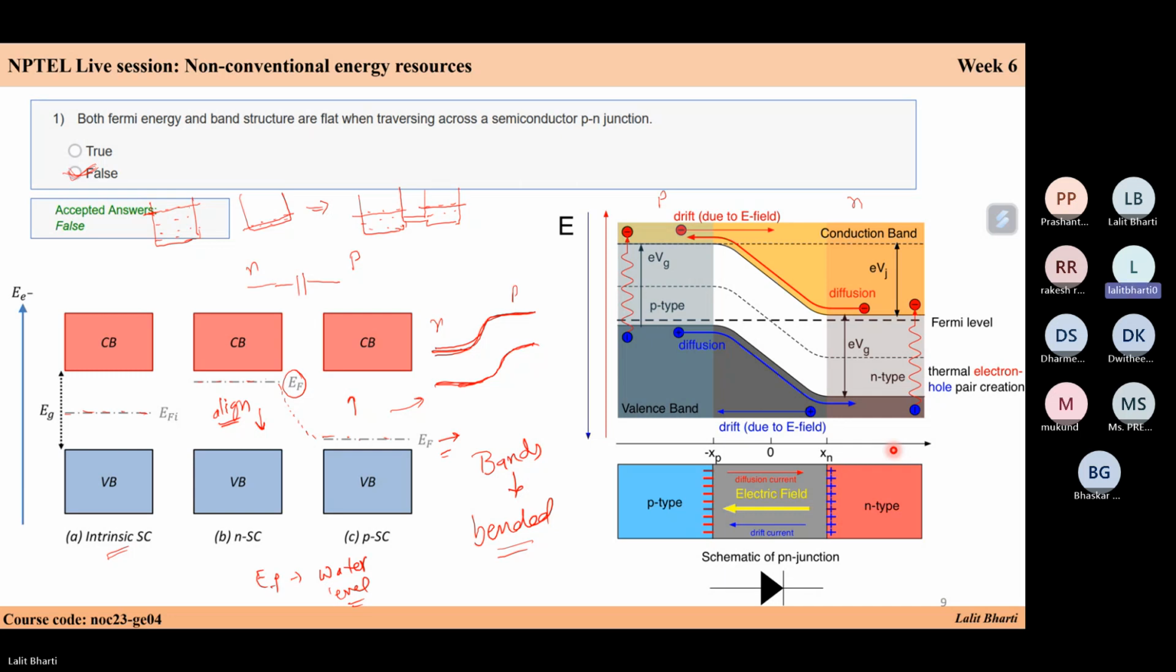The question one was: both the Fermi energy and the band structures are flat when transferring across a semiconductor PN junction. So we saw that this is not flat, because if you have an interface of P and N junction, they will align, your band gaps will align, and you will get a band bending. So your bands will bend. So the statement is false, they are not flat.